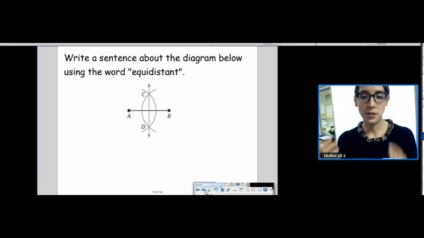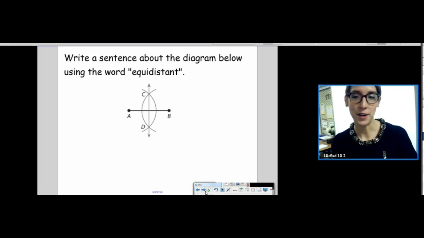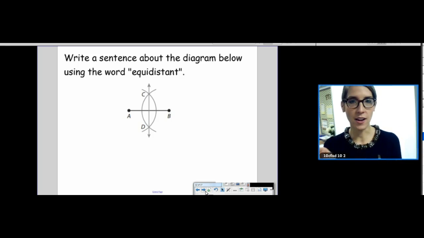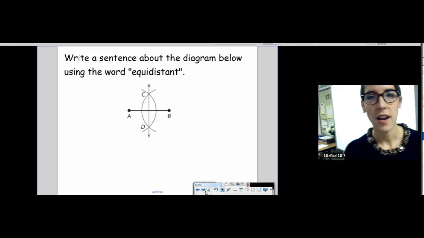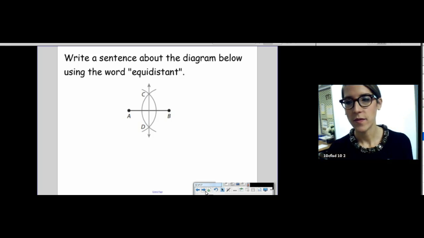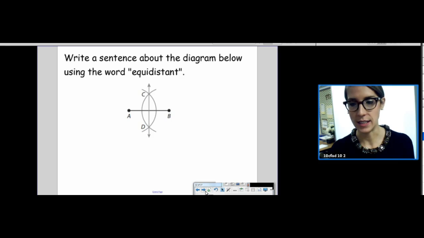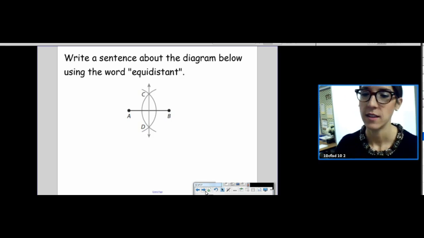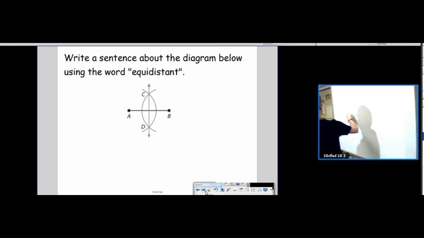So using what you just discovered, please write a sentence about my diagram using the word equidistant. Write a sentence about that exact diagram, use those letters on your paper, using the word equidistant. Equidistant means equal distance. Here's what I was looking for. Here's what I was hoping you would say.